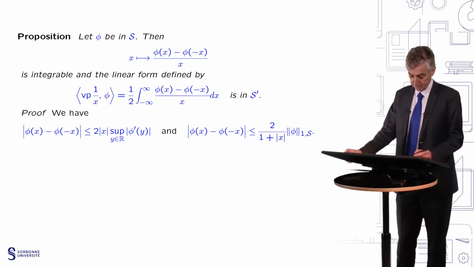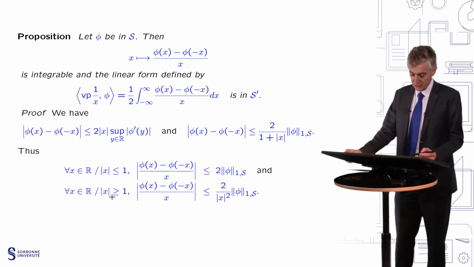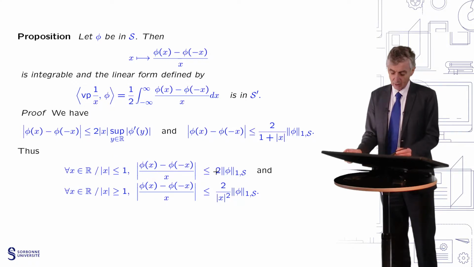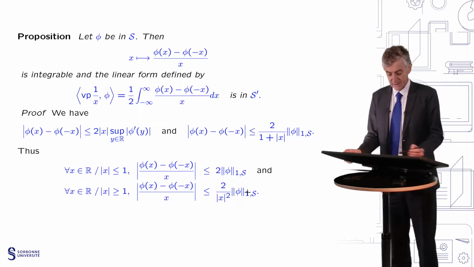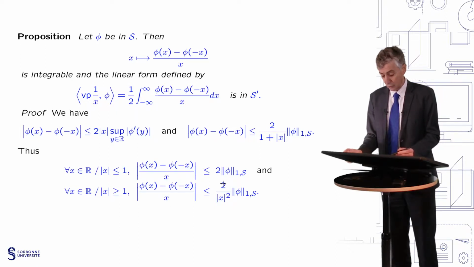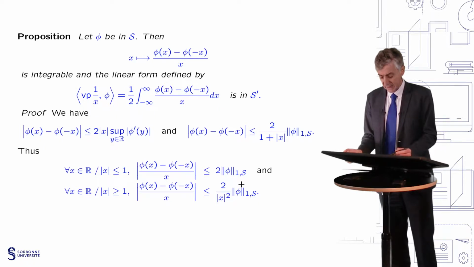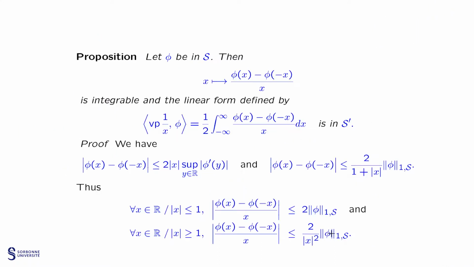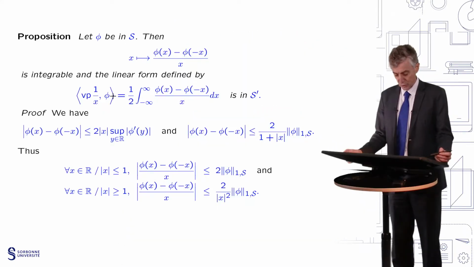Okay, so both pieces of information give that for x less than 1, this ratio is bounded by 2 times the norm of order 1 on S, and for x bigger than 1, this ratio is bounded by 2 times x squared times the norm of index 1 on S. So, of course, this function is integrable, and when you integrate the function, you find the wanted inequality. So this proves that Vp of 1 over x, which we call the principal value of 1 over x, is a tempered distribution.